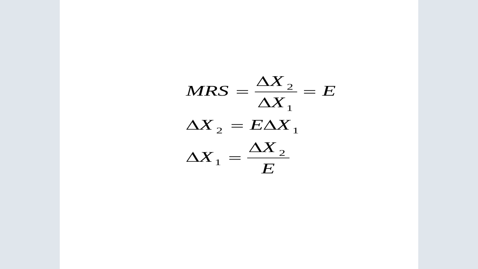So if you want to get the change in commodity 2, this should be equal to the slope of the indifference curve times the change in commodity 1. Or the change in commodity 1 should be equal to the change in commodity 2 divided by the slope of the indifference curve, which is E.